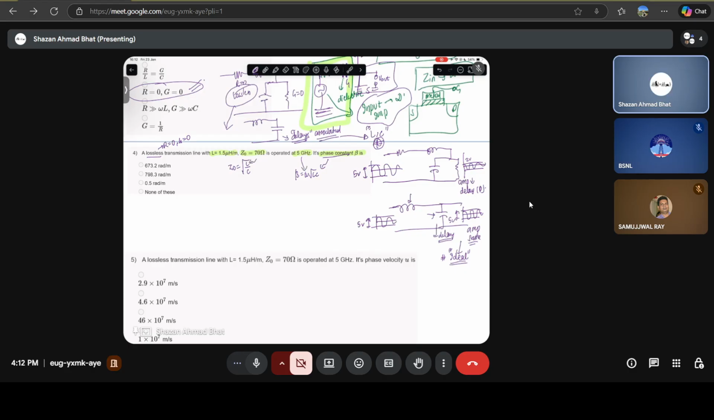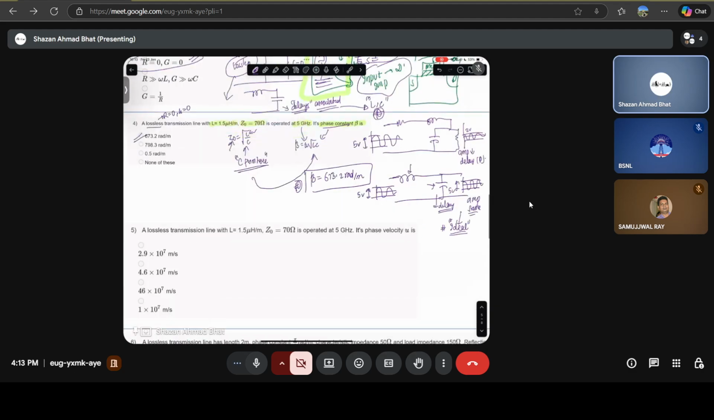Frequency is also given. Inductance is given. The characteristic impedance is given. From this you can obtain the capacitance. You can obtain the C from here. Once you get C, you use the C in this particular formula, and you get beta, which will come out to be approximately 673.2 radians per meter. That's as simple as that.